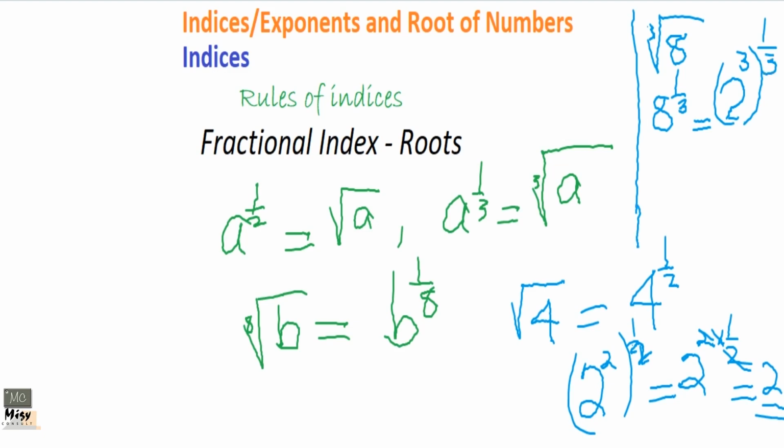So we move on and we realize that, since we learned and we know that the indices will multiply themselves, we are going to get what? 1/3 times 3, which will give us 1, so 2 to the power 1 is 2. So cube root of 8 is 2.